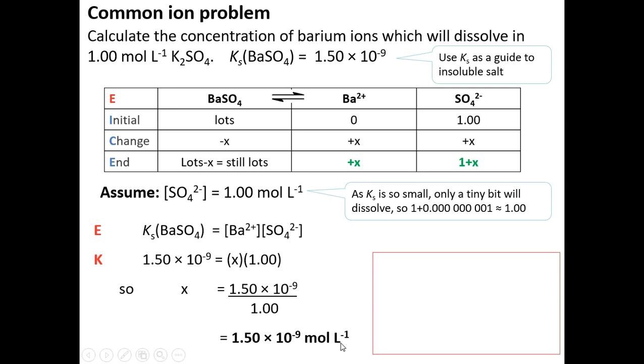moles per liter. If we compare this to the solubility in pure water and we use the shortcut equation, you'll notice that the value is quite different. It's quite a bit higher. So in pure water, barium sulfate is a lot more soluble than when we've got a common ion present.